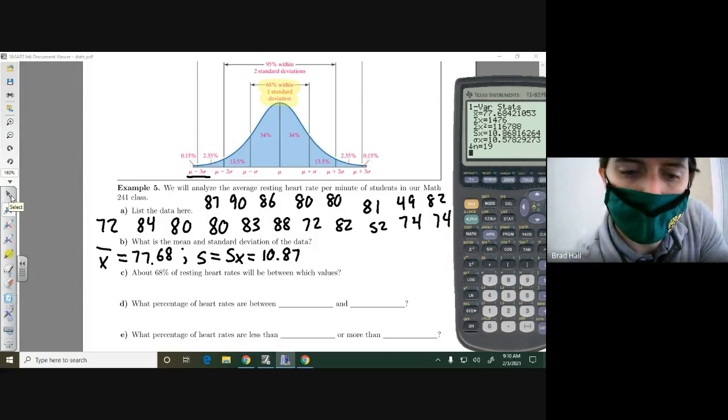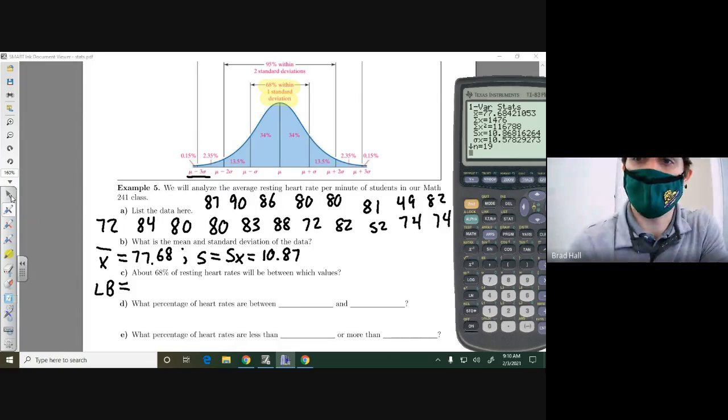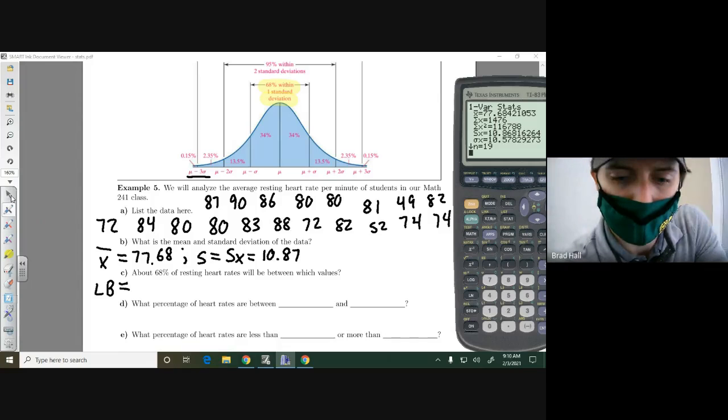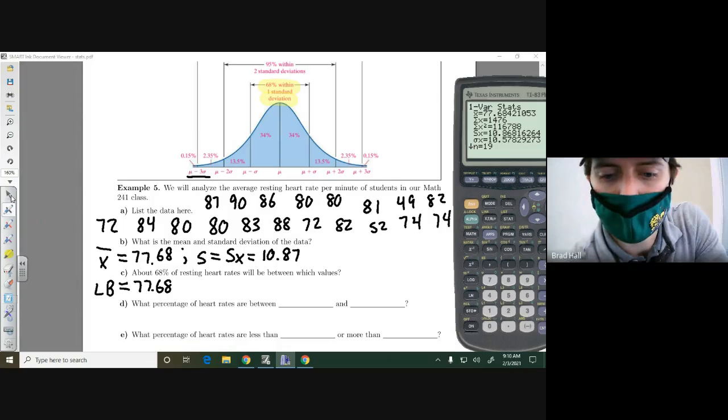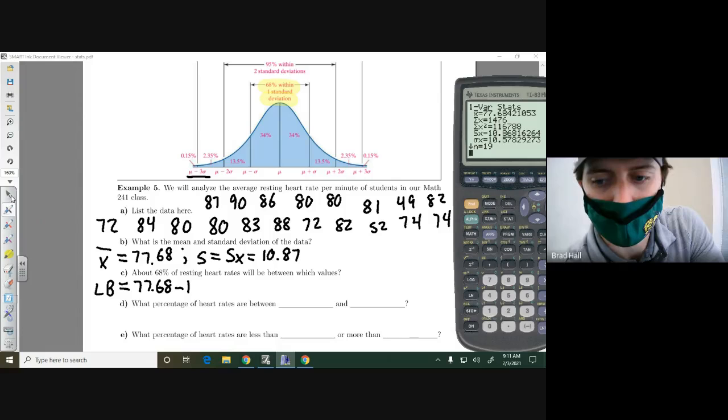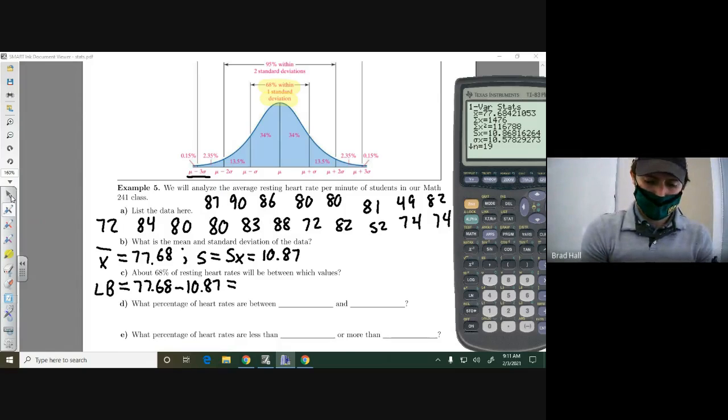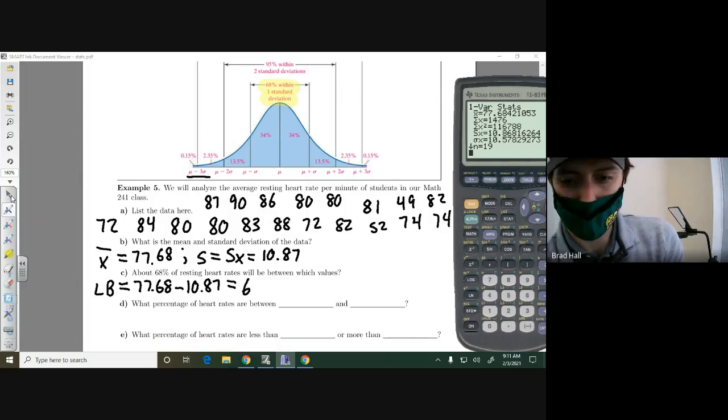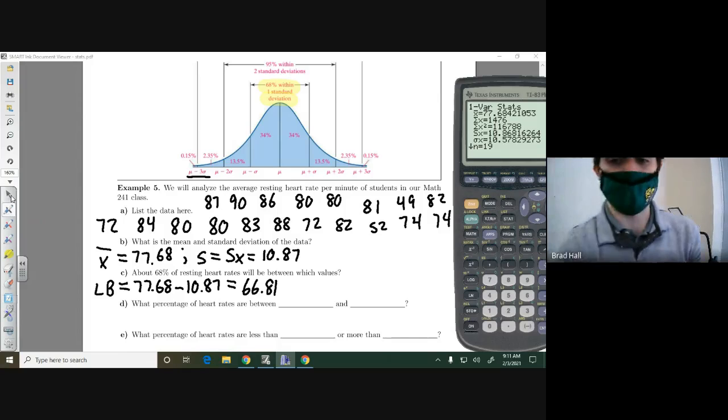Well, the lower bound of this is the mean, which was 77.68, minus the standard deviation. So that's how we're going down one standard deviation. We take the mean and we subtract the standard deviation once. And that is 66.81 for the lower bound.